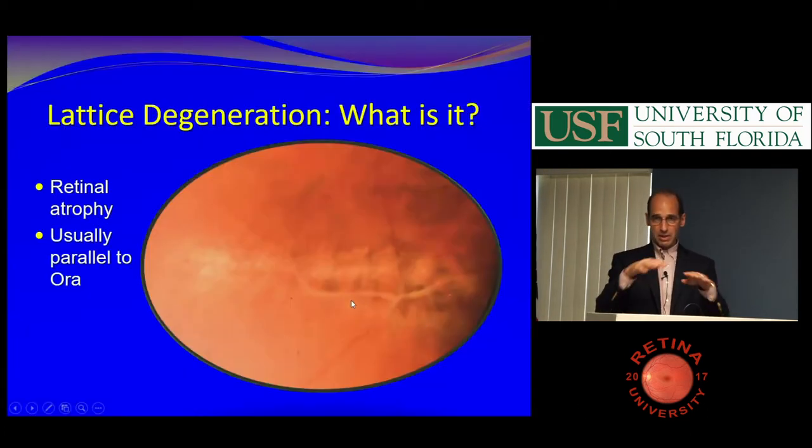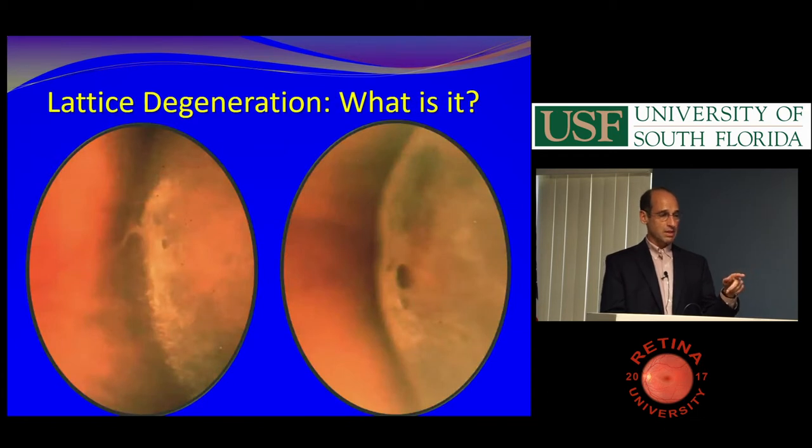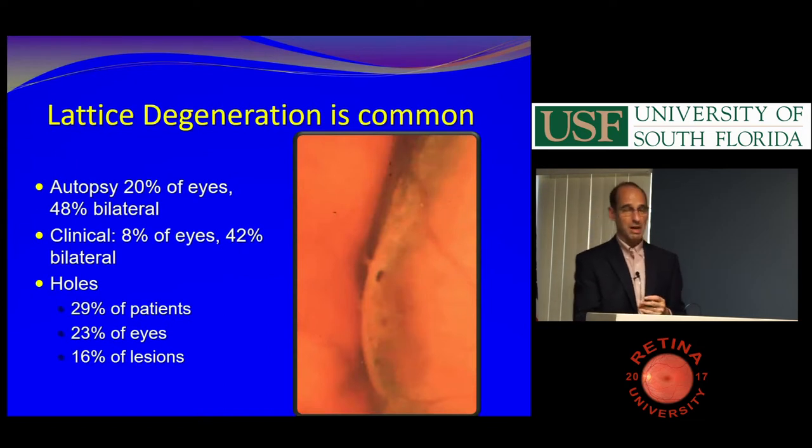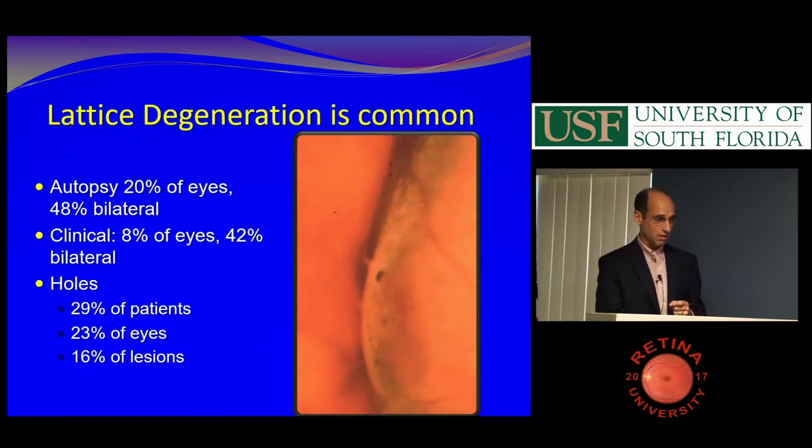So that's a picture of lattice. It gets the name because the blood vessels over it kind of turn white, so it looks like a lattice work. It can be white. It can be hard to see without depression. You can have holes in it, like the image on your right. Sometimes you can see the vitreous protruding from it. It's very common. Clinically, it's almost 10% of patients. About 8% of patients will have lattice degeneration. At autopsy, it's in 20% of eyes.